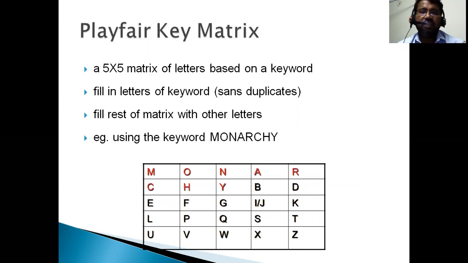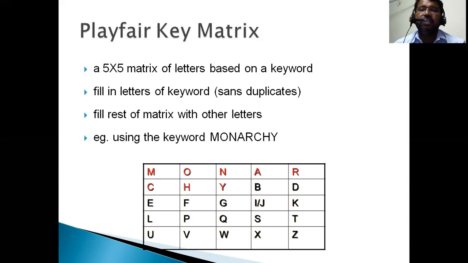The Playfair cipher key, instead of being a single letter or a single statement, will be in matrix format. The key will be a 5 by 5 matrix, which contains 25 fields. All the English alphabets will be loaded into these fields. Our alphabets are 26, so in a single cell we are going to keep two characters, that is I and J.